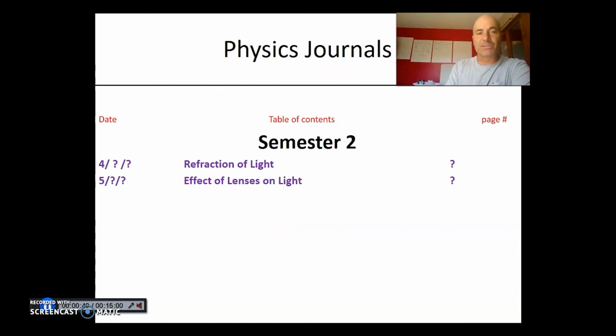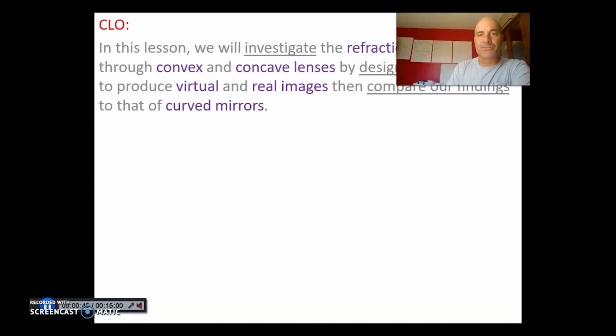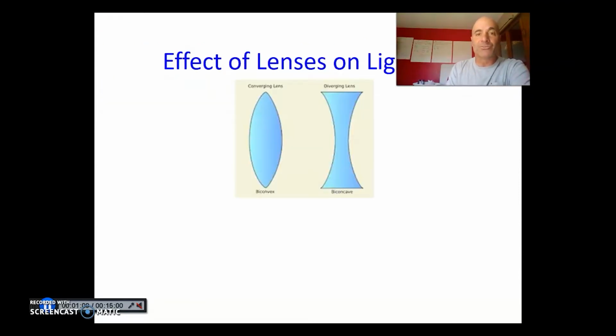If you're taking notes, it is May now. I've been recording this, so this is called the effect of lenses on light. In this lesson, we are going to investigate the refraction of light through convex and concave lenses by designing tests on how to produce virtual and real images, then compare our findings to that of what we learned last week with curved mirrors. So, right off the bat, these are the two types of lenses we're going to be talking about today. The converging lens, which is convex, and the diverging lens, which is called a concave.